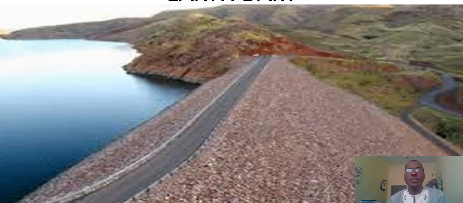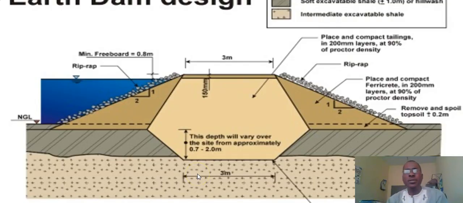You can see the major building material here is earth, which is used to build the embankment. Sometimes the crest of the dam can be used as a road. Okay, so these are some examples. Now you can also see the earth dam design. This is really very important.